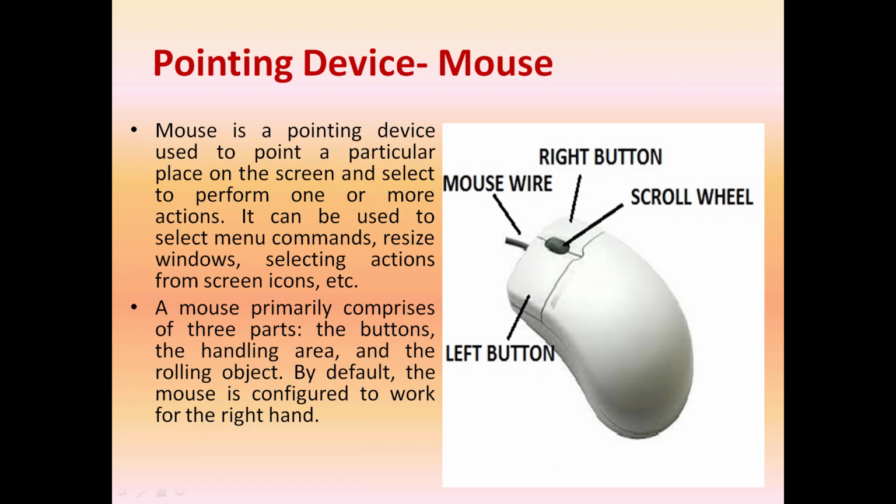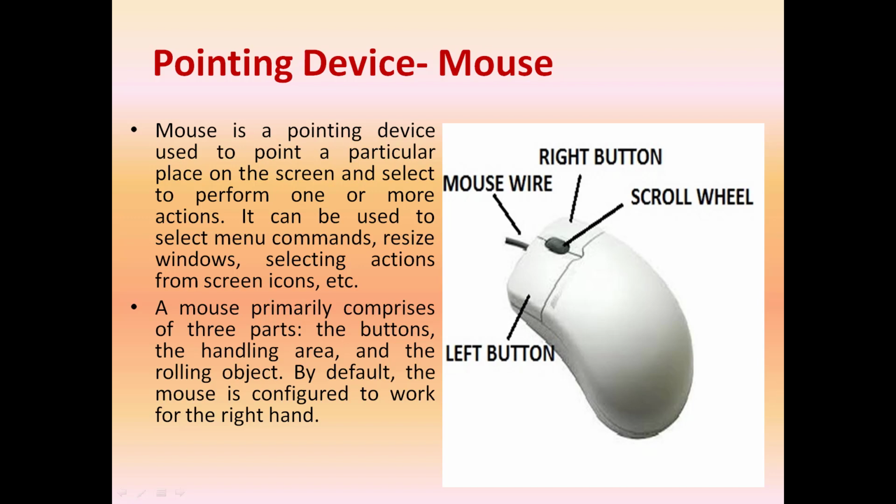Pointing device. Now, what do you mean by pointing device? A pointing device, or sometimes called a pointing tool, is a hardware input device that allows the user to move the mouse cursor in a computer program. There are so many pointing devices like trackball, touchpad, tablet, touch screen, joystick, but today we are going to discuss the mouse.